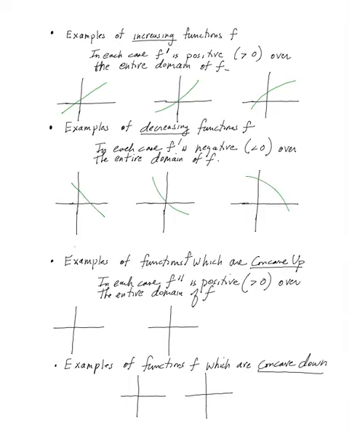Okay, now examples of functions which are concave up. I'm going to graph some functions f which are concave up. Both those functions are concave up over the entire domain over which I've graphed. And that means mathematically the second derivative is positive, is greater than 0.